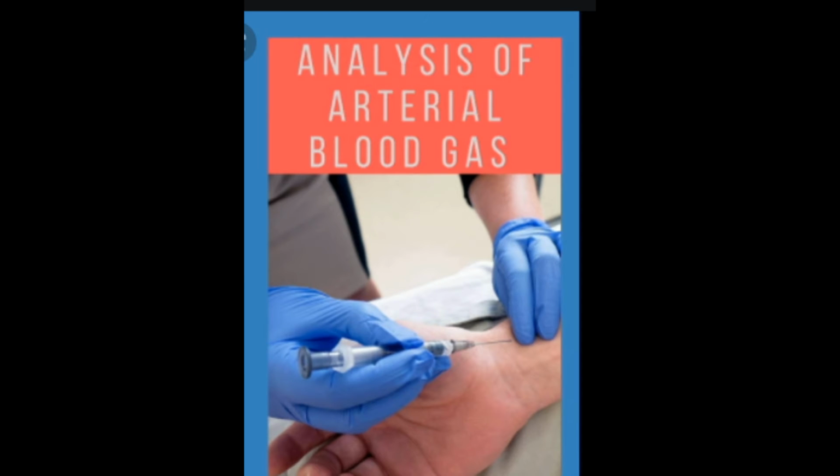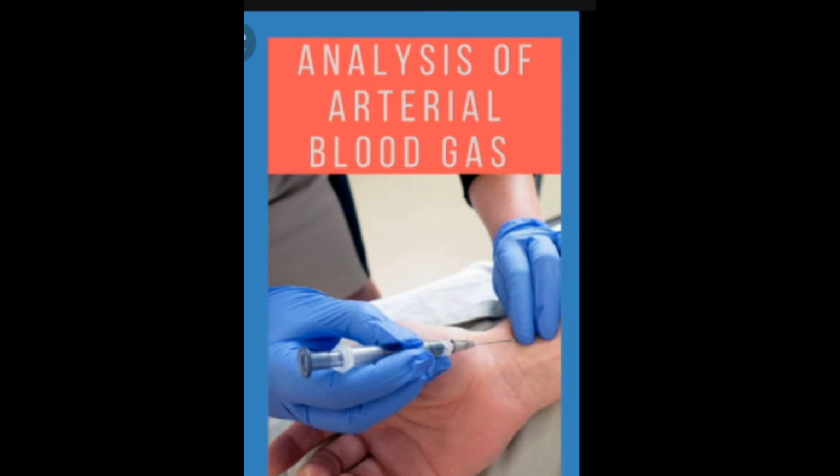What is a blood gas test? A blood gas test measures the amount of oxygen and carbon dioxide in the blood. It may also be used to determine the pH of the blood, or how acidic it is. The test is commonly known as a blood gas analysis or arterial blood gas, ABG, test.